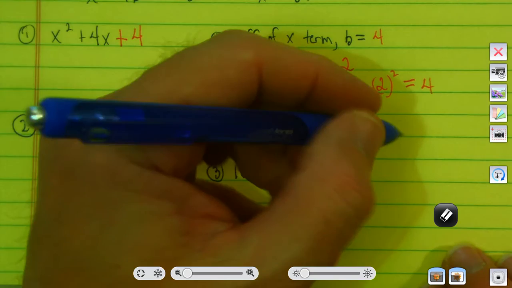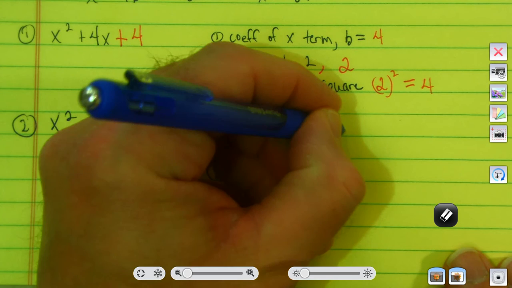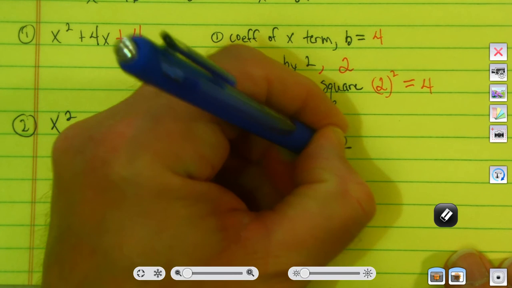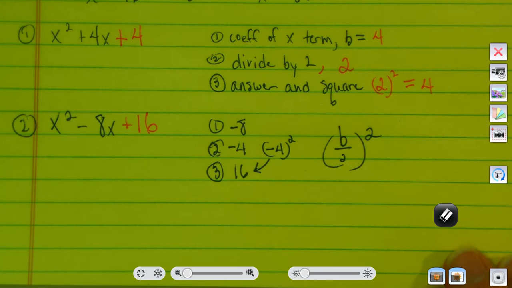If I summarize how you complete the square, it's just going to be b divided by 2, squared. That would be a good way to write how you need to complete the square.